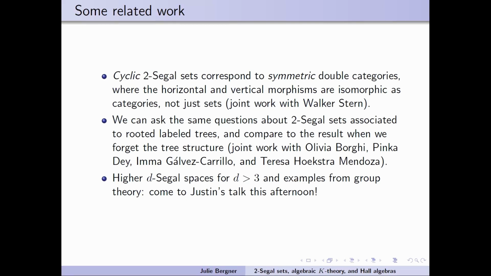And then I always get asked, well, you went from 1 to 2, can you go higher? It gets rather more complicated, but basically you should come to Justin's talk later. I think he's not going to talk too much about the abstract theory of them, but he's going to talk about some nice examples from group theory. So if you're wondering about the flavor of what happens if you go higher than 2, and if you want more examples, then you can come to this talk.